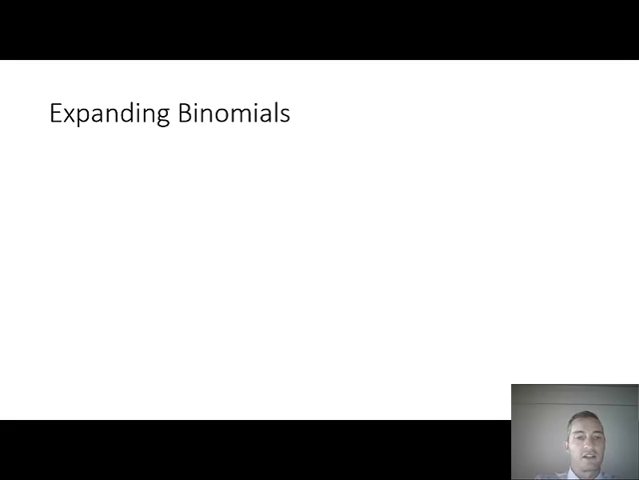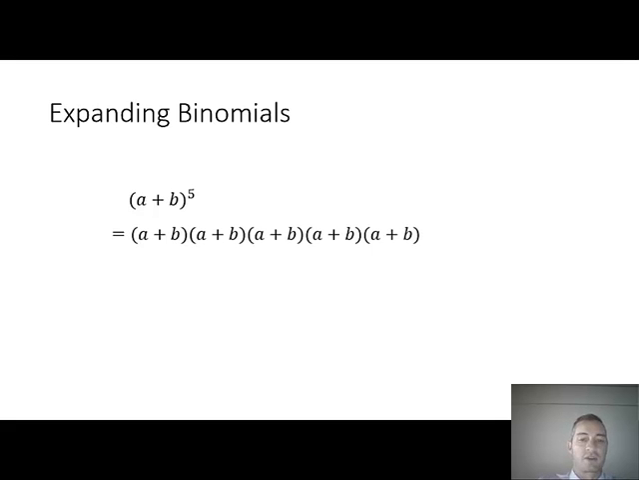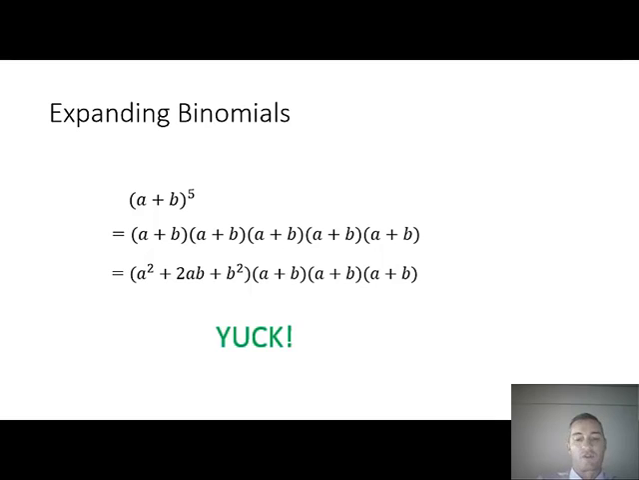So typically when we're expanding binomials, so a binomial is an addition or subtraction with two terms only, normally we would write it out like this: a plus b to the power of 5 equals a plus b times a plus b, etc. We then expand the first two brackets, a squared plus 2ab plus b squared. That obviously is a fairly awful process to go through, and you're very likely to make a mistake if you were to go through and continue that expansion.